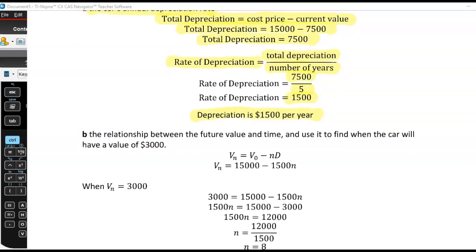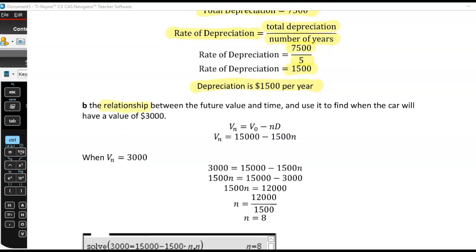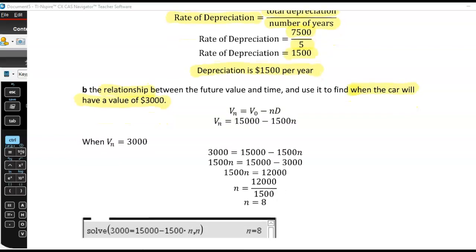So thinking about the relationship between future value and time, find that relationship. So find the rule and use it to find when the car will have a value of $3,000. That might be the point when Jared decides that he'll get rid of it. So there's our general formula, Vn equals V0 take away N times D. Then I sub in what we know. We know V0 is 15,000. We know our D is 1,500. That's how much it goes down by per year.